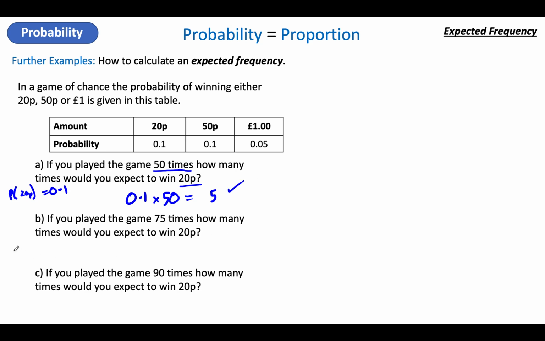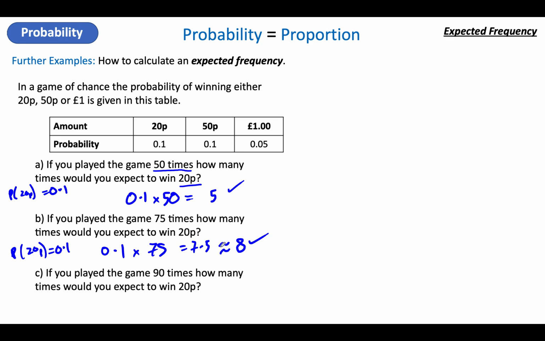Hope you got that. What about winning 20p if I do it 75 times? Well, again, the probability is 0.1, isn't it? So that's the proportion of times I'm going to win 20p. So 0.1 times 75 equals, okay, well, we get a decimal here, which is 7.5. Now, how many times do I expect to win? Unfortunately, we need a whole number, so we round it to the nearest whole number, because I can't have half a win. It's either a win or a lose. So I'd expect to get about 8.